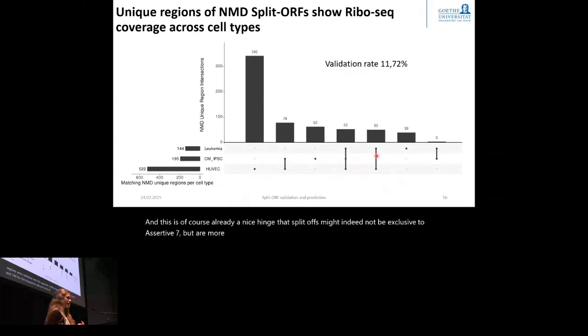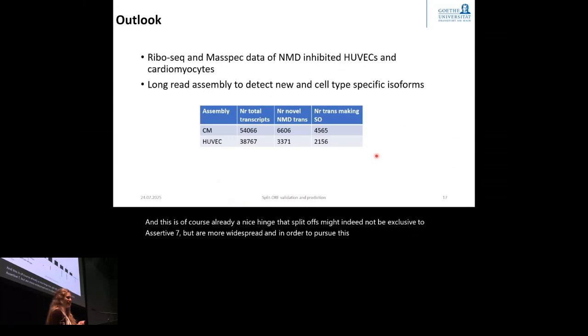widespread. And in order to pursue this further, I will come to my outlook, because we have experiments planned where we will get ribosec and mass spec data of NMD-inhibited HUVECs and cardiomyocytes. And this will be really interesting, because if we inhibit NMD, the transcripts with the premature termination codon will be stabilized. And thinking back about this original publication about SRSF7, the transcript with the premature termination codon also first needed to be stabilized to be then translated.